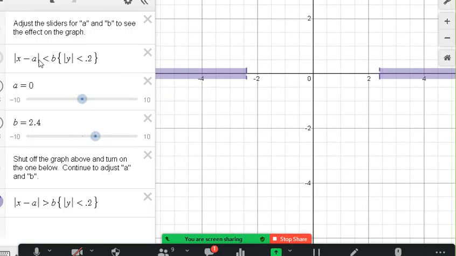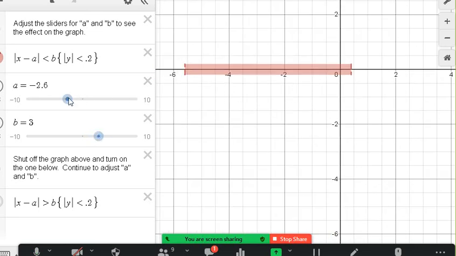What if A was something different than 0? So let me shut this off and turn this one back on, the absolute value less than case. Let me start shifting A. And notice what it does. The length of this interval is still the same. It's just shifting where it's at. So let me make this a nice even number. Let's go for 2. Maybe we'll do 3. We'll do 3. There we go. So I'll make that 3.